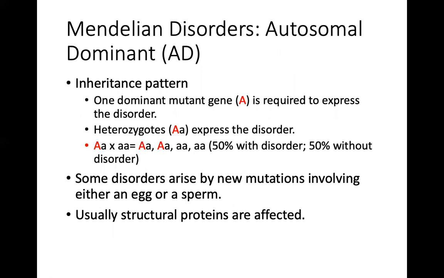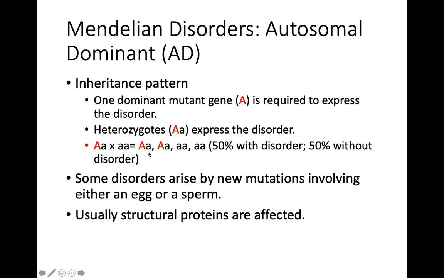Next, tapos na tayo sa autosomal recessive. Now we go to your autosomal dominant disorders. Now the inheritance pattern in your autosomal dominant disorder, one dominant mutant gene is required to express the disorder. So unlike yung autosomal recessive, kailangan dalawa or homozygous yung recessive gene to express the disorder. Since dominant mutant gene, only one is required to express the disorder. So ibig sabihin, yung mga heterozygotes natin, meron kang dominant mutant gene, tsaka meron kang isang recessive gene na uninvolved, will express the disorder.